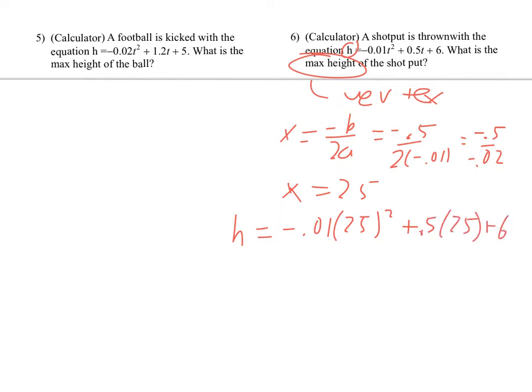All right, so I'm going to do negative 0.01 times 25 squared plus 0.5 times 25 plus 6. So I'll type that into the calculator. And if we do that, we get that the height is 12.25.